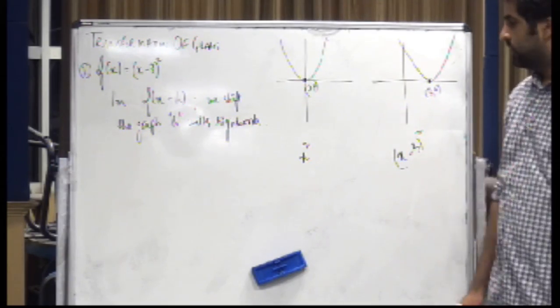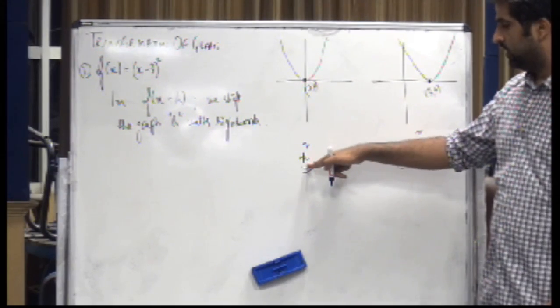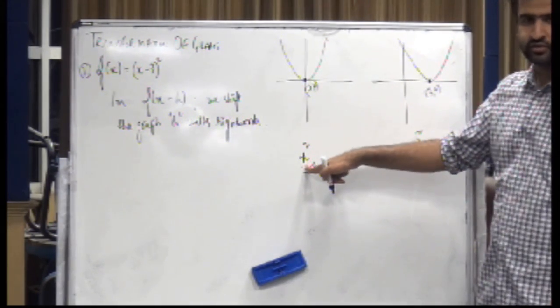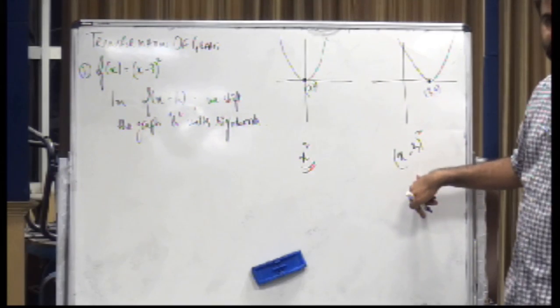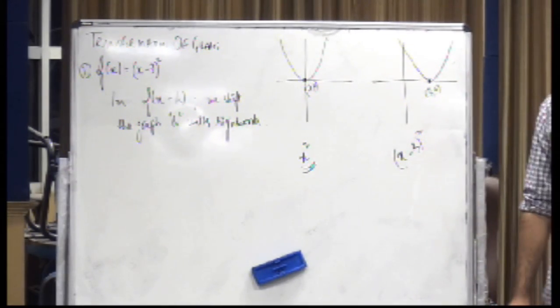So the nature of this graph is showing at x is equal to 0, and this graph is showing at x is equal to 3, so that's why we moved it 3 units further, right?